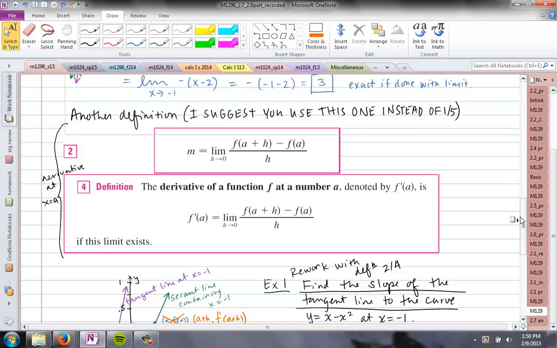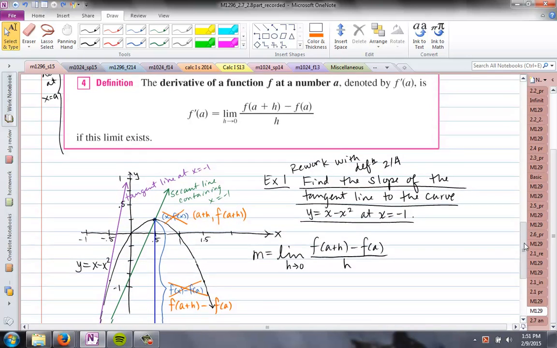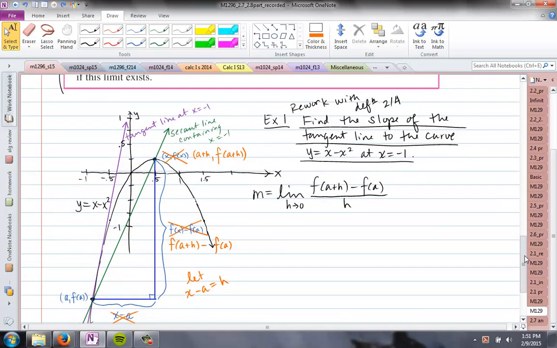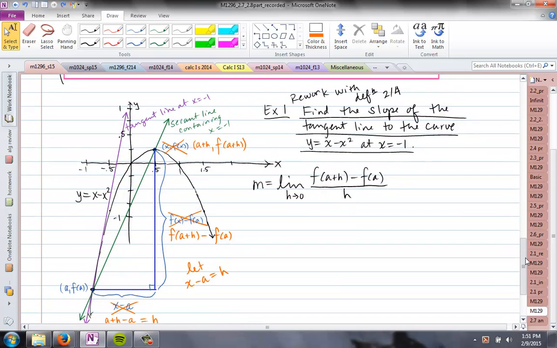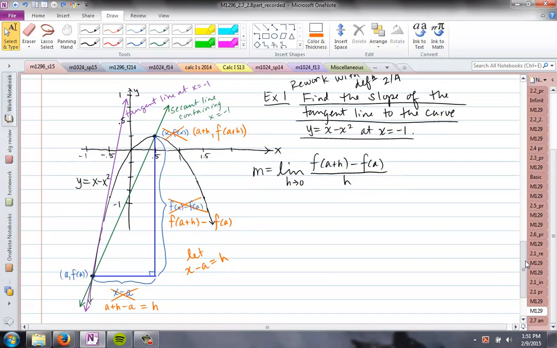So let's see how that works. This is example 1 that we already just did. The difference is that we're going to use this new definition, and all the things you see in orange are things that are going to connect what we did with our old definition and this new one. So first of all, we have our point a, f of a. That's the same. Over here I'll point it out right there.